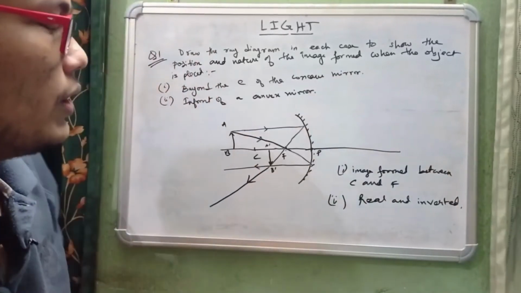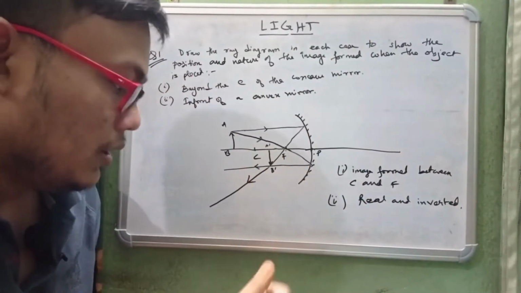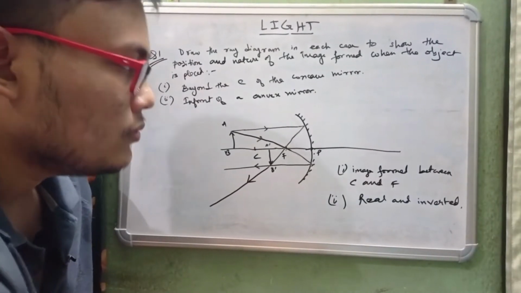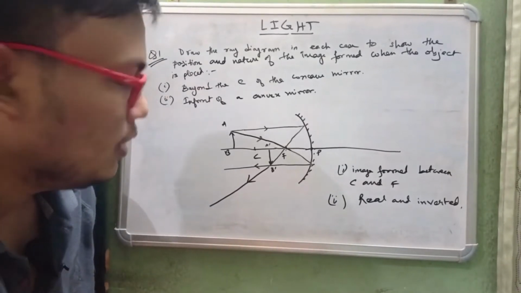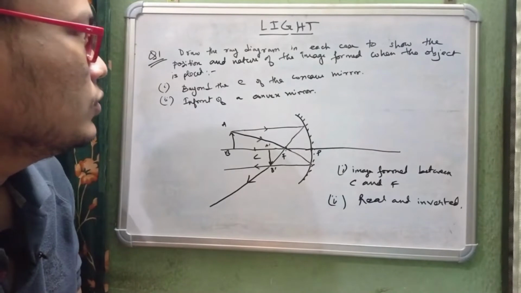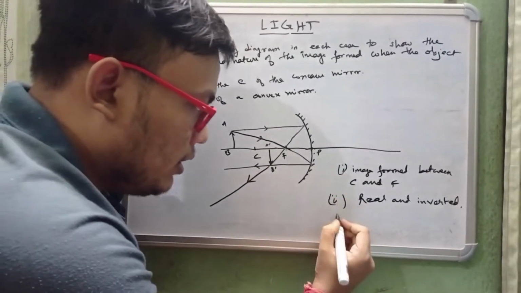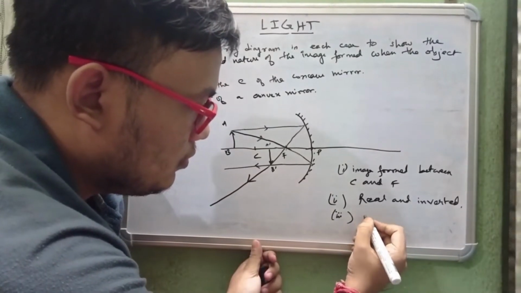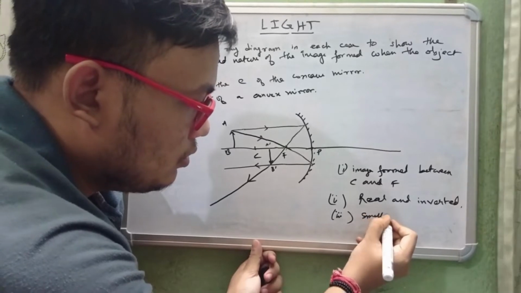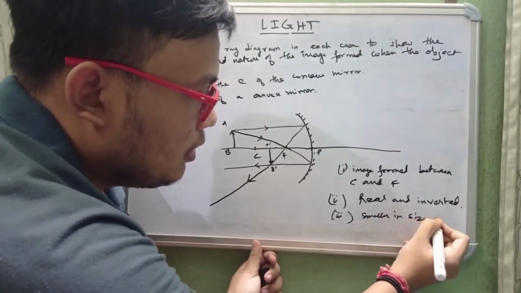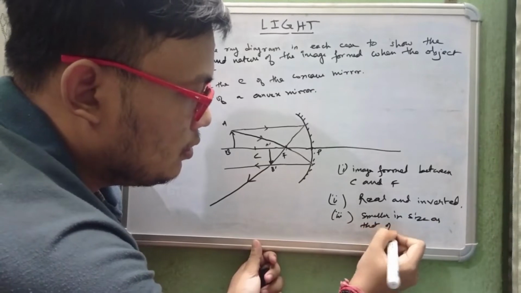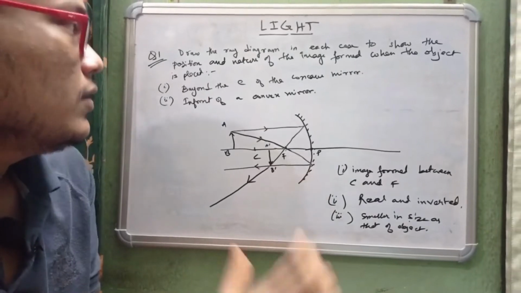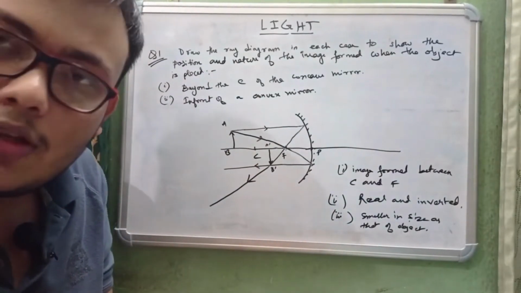And the size of the image will be less than the size of the object, right? Diminished, we will get a diminished image. We will write that down: smaller in size than the object. So this was our first case, when the object was placed beyond the center of curvature of the concave mirror.